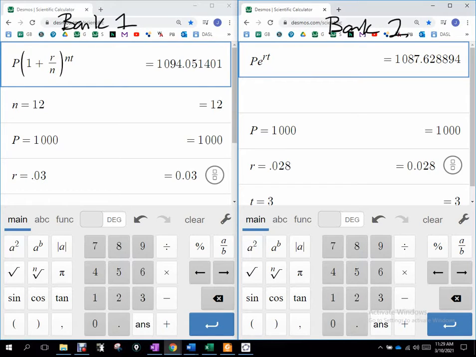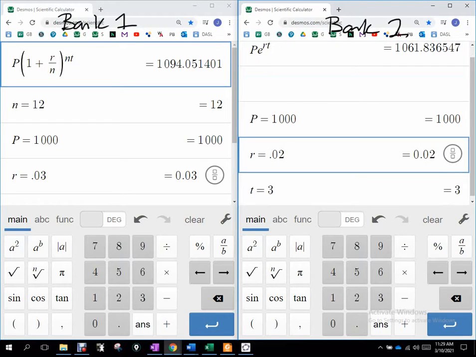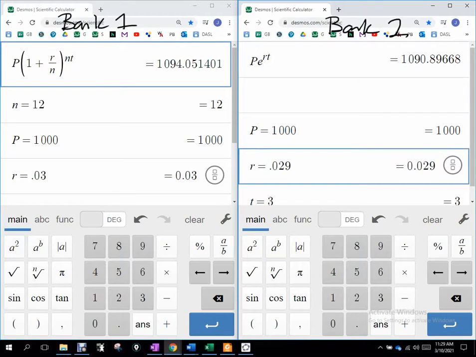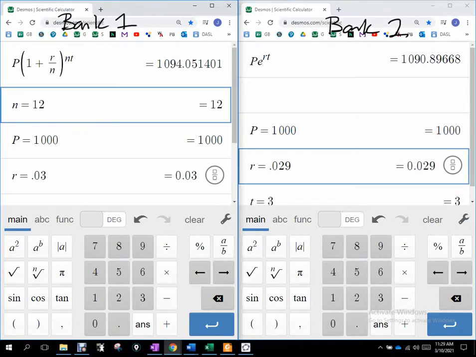Let's say that if we go 0.28, that doesn't match that. I lose about $7 by 0.2. Maybe they can go 0.29 or 0.029. Still not equating that. Maybe bank one can only give me compound quarterly, or maybe they can only compound semi-annually. And at some point, we'll have to make the decision, based off of how many compounds they can give me and what the interest rate is, on what bank is the best. Does that make sense to everybody?